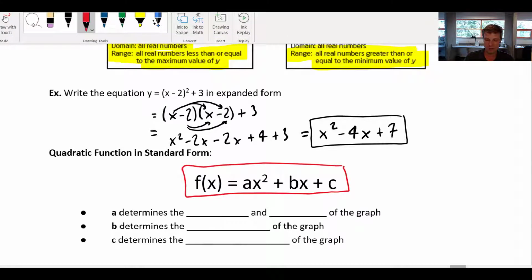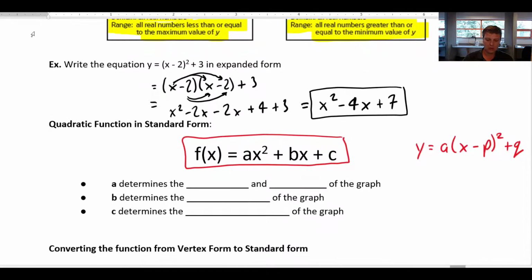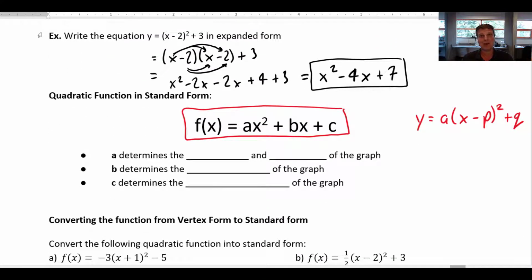Compare that to our vertex form, which said y equals a(x minus p) squared plus q. You can see there's one thing that those two have in common, the a value, but then two other variables that are new, which are the b and c values. Really quickly, what those do: a is the same a that you know and love from vertex form. It's really going to affect the shape, how wide or narrow the graph is, and it's going to affect the inversion, or which way it faces, whether it's upright or inverted.